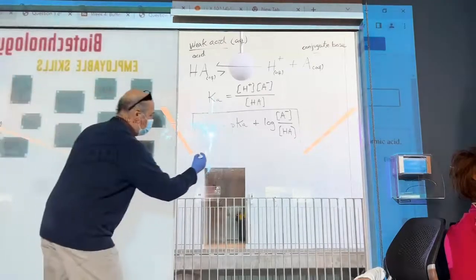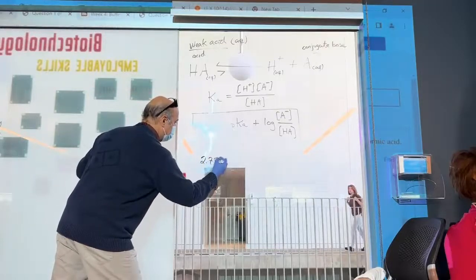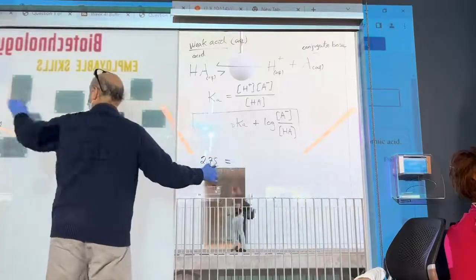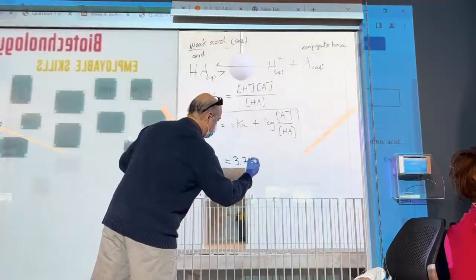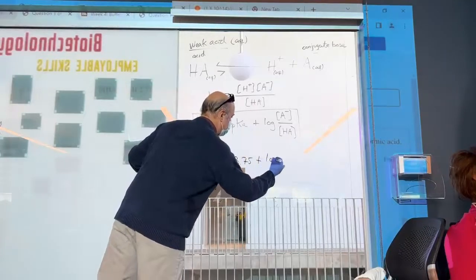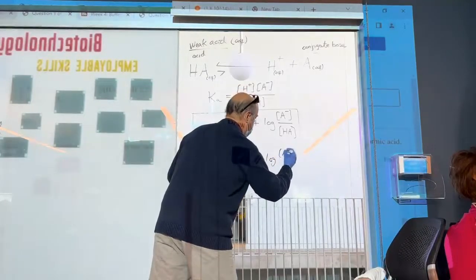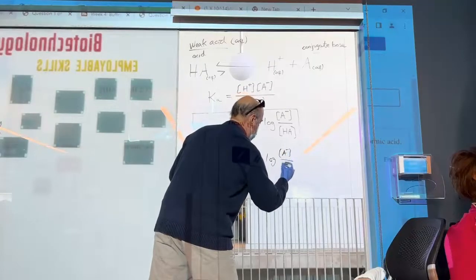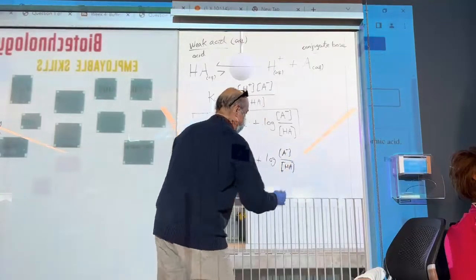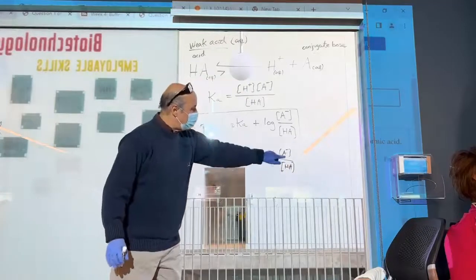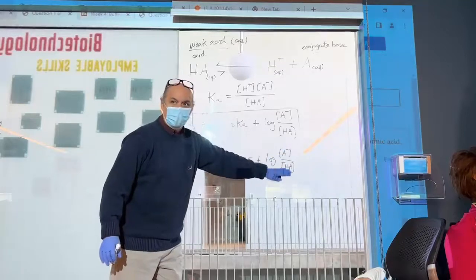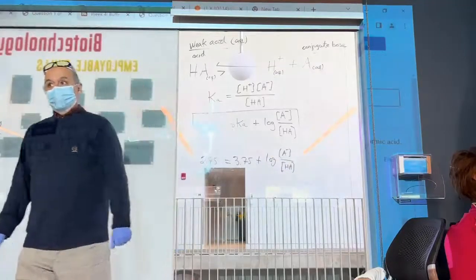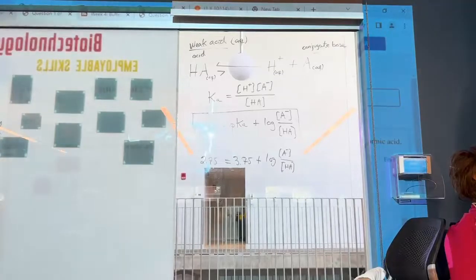So 2.75 equals, that's the pH according to the problem, 3.75 plus the log of A minus over HA. Please notice that it's not asking you for the value of A minus or for the value of HA, it's asking you for the ratio of the two. Getting the value of A minus and the value of HA is possible, but it's an extra step.